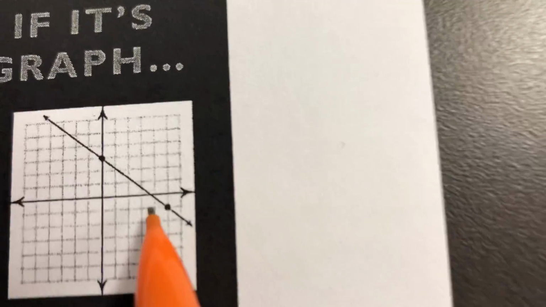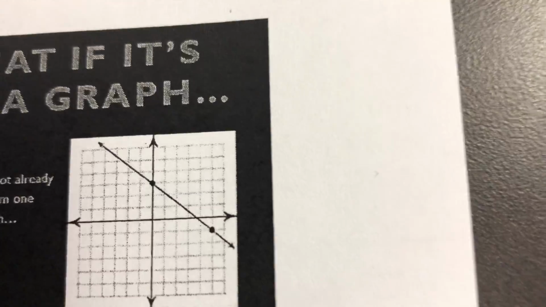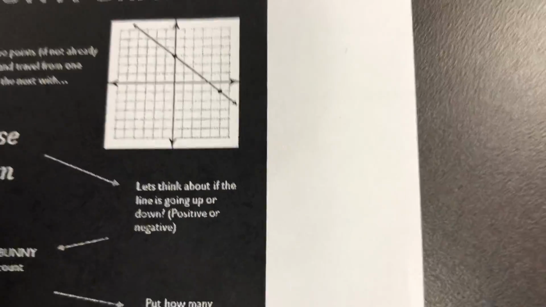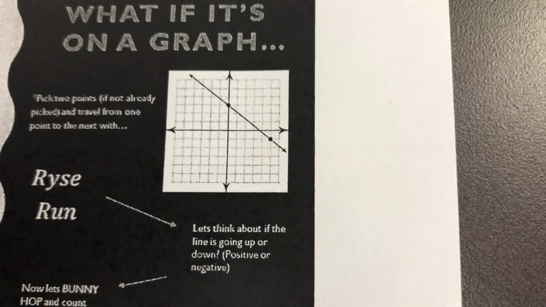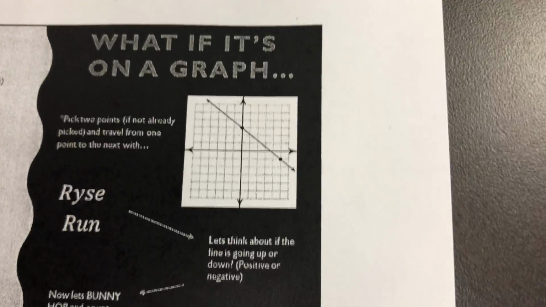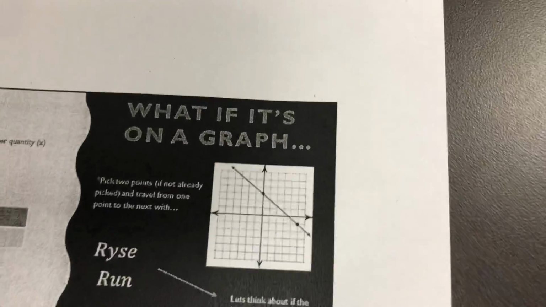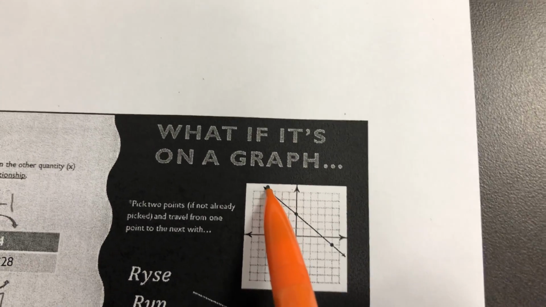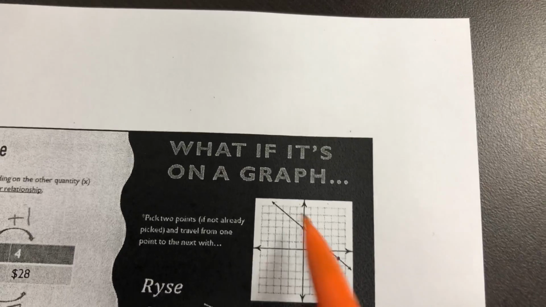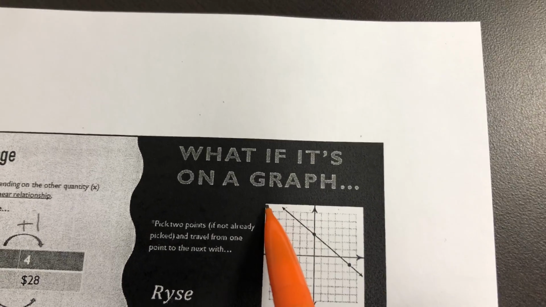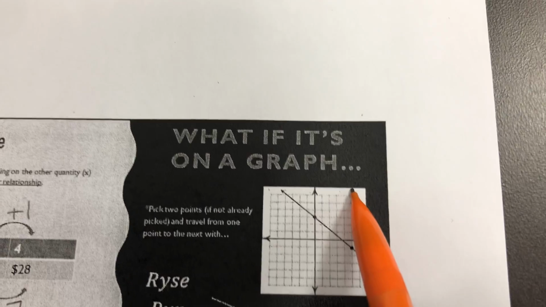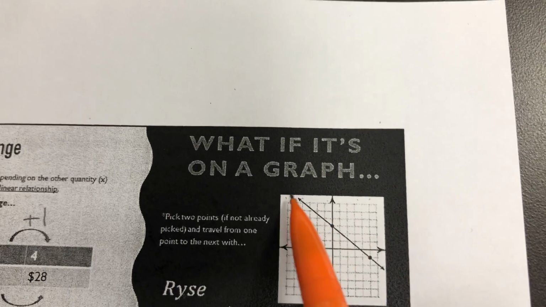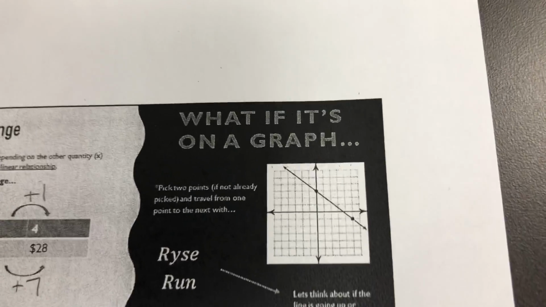Okay, so if we have a graph, here's our 2 points that they gave us. So we have to think about if the line is going up or down. So in other words, is it positive or is it negative? Okay, so how we can tell based on that is just like if you were reading a book, you always have to make sure you look from left to right, correct? So if I'm looking at this line right here, and I'm looking from left side to right side, then what does it look like it's doing? Does it look like it's going up, or does it look like it's kind of going down like some stairs?